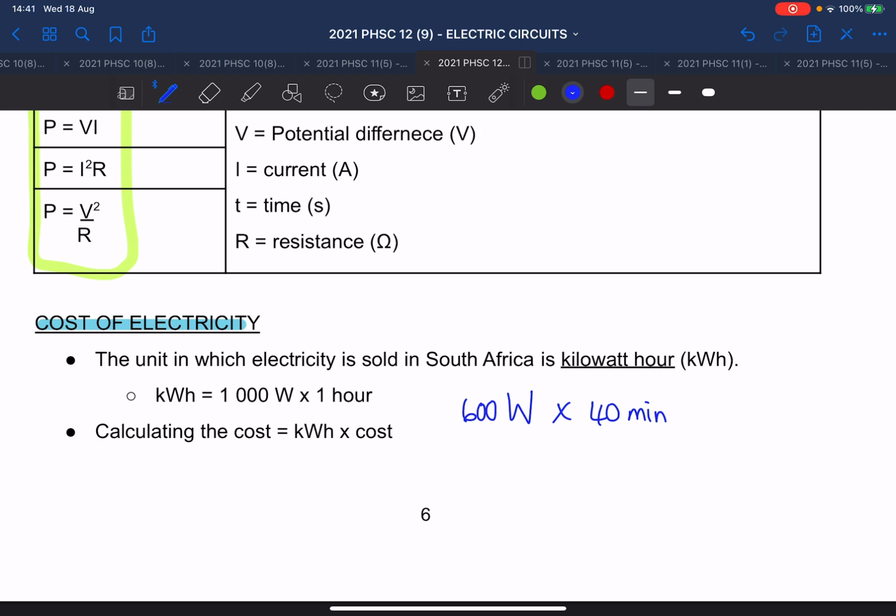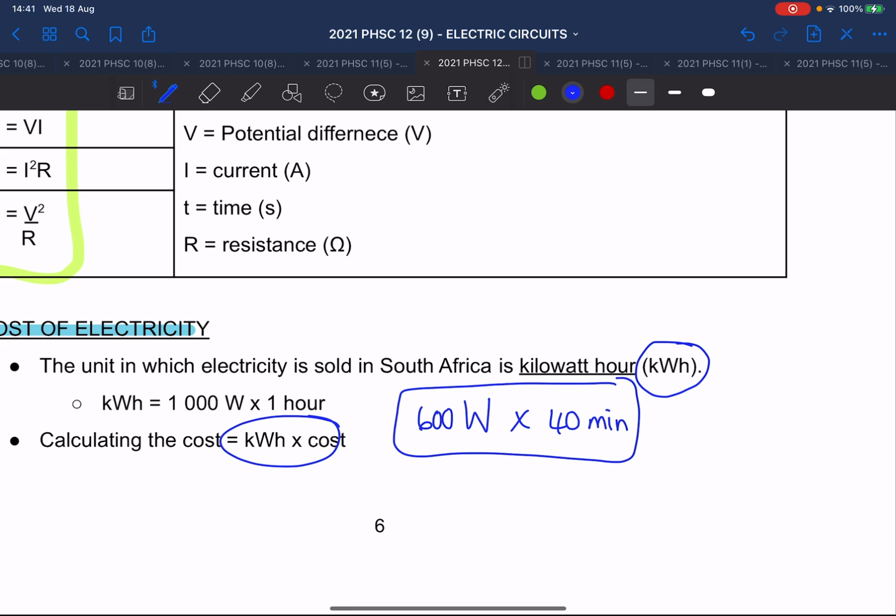Anyway, so let's say it's on for 40 minutes. And we must calculate what it will cost us. Now first we want to convert that into the units that you buy, and that unit is the kilowatt hour. So we must convert that 600 watts and 40 minutes into kilowatt hour. How do we convert 600 watts into kilowatts? Yes, times 10 to the power -3, divided by 1,000, so that is 0.6 kilowatts.